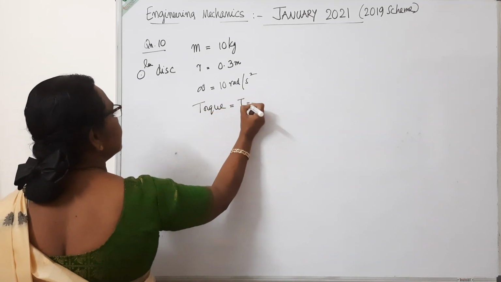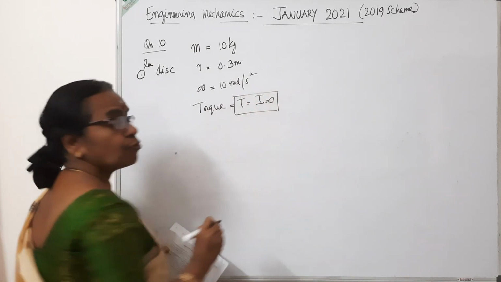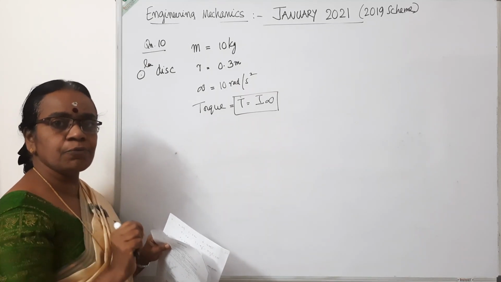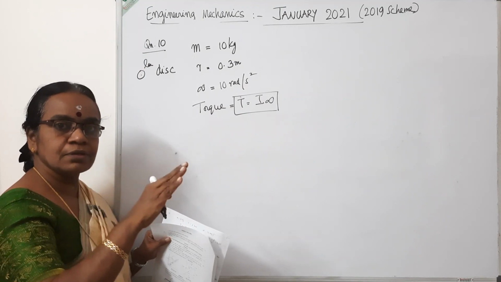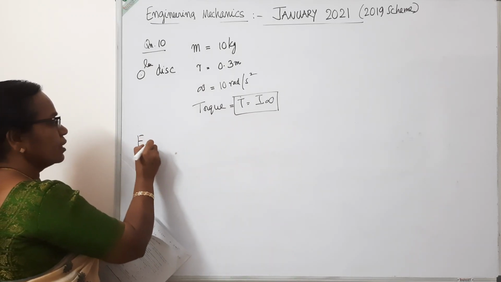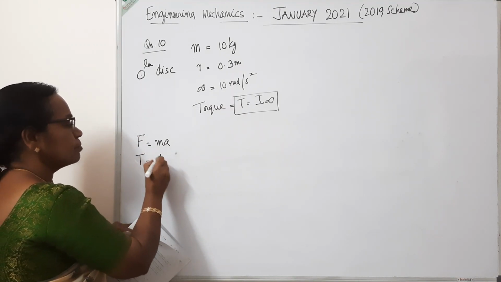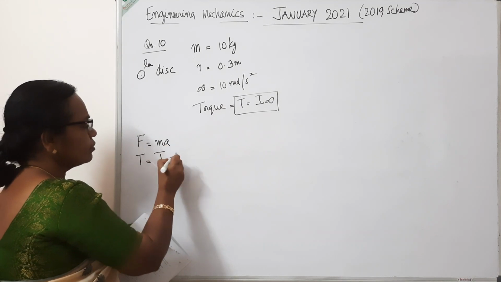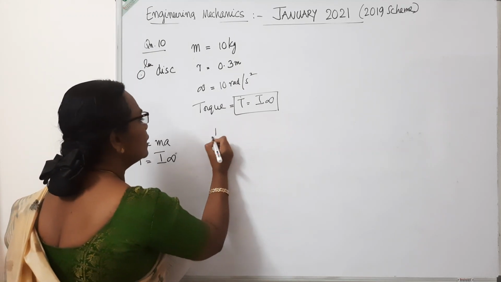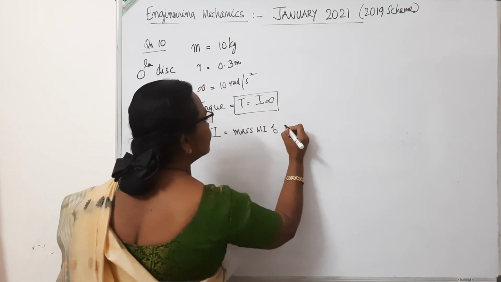So torque T is equal to I alpha, an expression similar to force equals mass into acceleration in linear motion. In rotary motion, corresponding to force the term is torque, and corresponding to mass the term is mass moment of inertia. And in place of linear acceleration, we use angular acceleration. So T is equal to I alpha, where I is the mass moment of inertia of the circular disc.